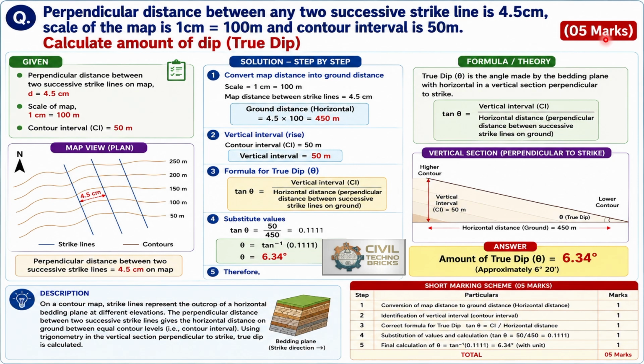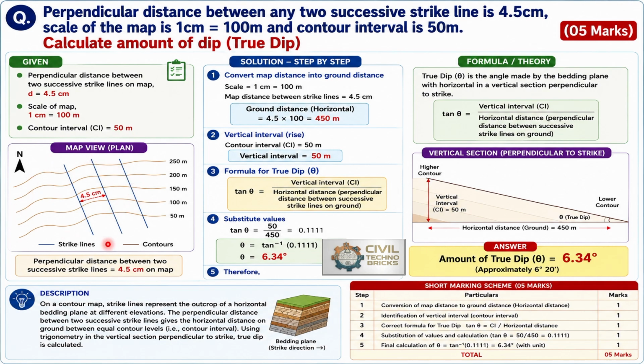With reference to that, 5 marks are for the numerical. We first write the given: the perpendicular distance between two successive strike lines on the map, that is small d, is 4.5 centimeter. With reference to the given, we draw the plan or diagram where we mention the north, then all the contours in orange or yellow color, and the blue color lines are the strike lines. The distance between two strike lines is 4.5 centimeter as given in the numerical. The scale of the map is 1 centimeter equal to 100 meter and the contour interval is 50 meter.